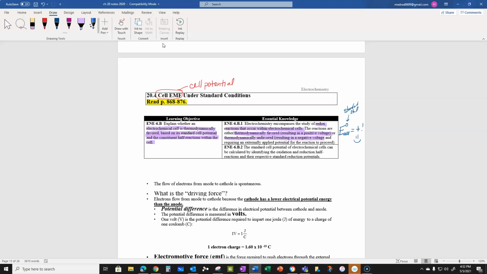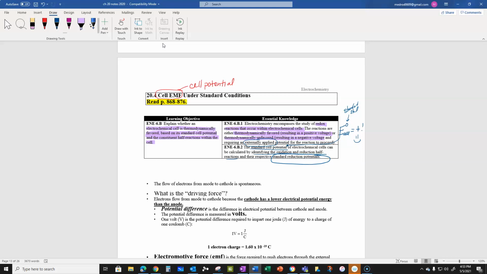And requiring an externally applied potential for the reaction to proceed. That's that wire. So we need that wire. The standard cell potential, which is that E cell, so this guy right there, can be calculated by identifying the oxidation and the reduction half reactions, and then we need a data table. We need a chart. Standard reduction potential values.